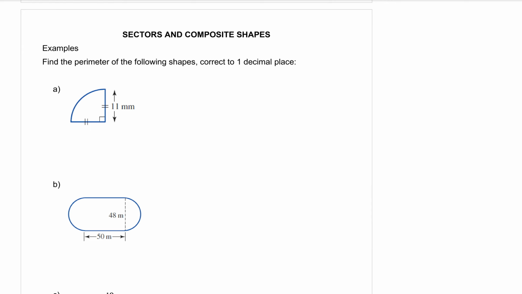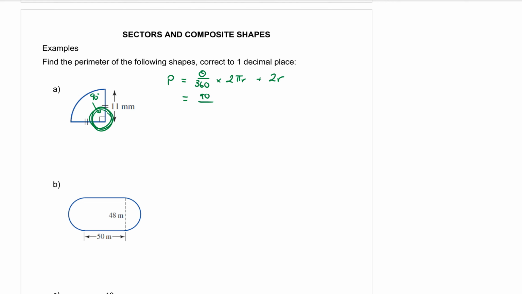So we have a formula for this one, and the formula was P for perimeter equals theta over 360 times 2 pi r plus an extra 2r on the end to find the full perimeter. So remember that the theta, that funny thing on the top of that fraction there, is the angle that we're given in our question. Now for this one, there's a right angle there, which means that we want 90 degrees. So let's sub that into our formula.